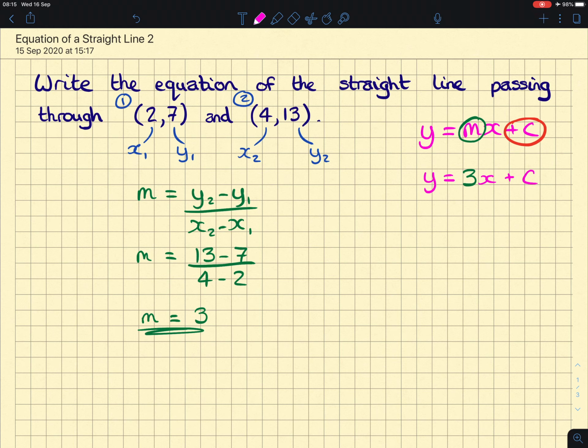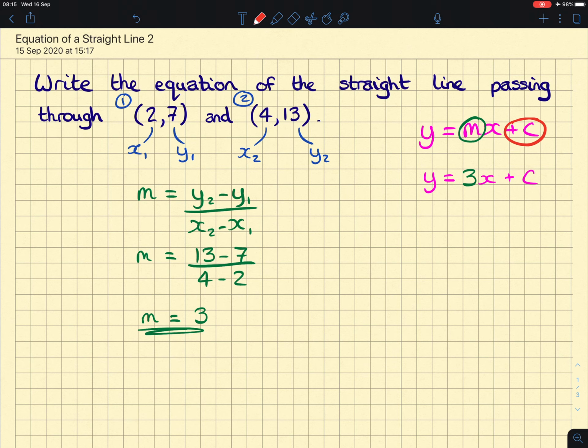The last thing we need to calculate now is our value of c. Now how we do this is we put in an x, y combo. We put in the coordinates of a point that lies on the line, because if it lies on the line then it works for this. So if we put in any x, y combo, we will be able to then solve for c. So we could choose either 2 and 7 as x and y, or 4 and 13 as x and y. It doesn't make a difference.